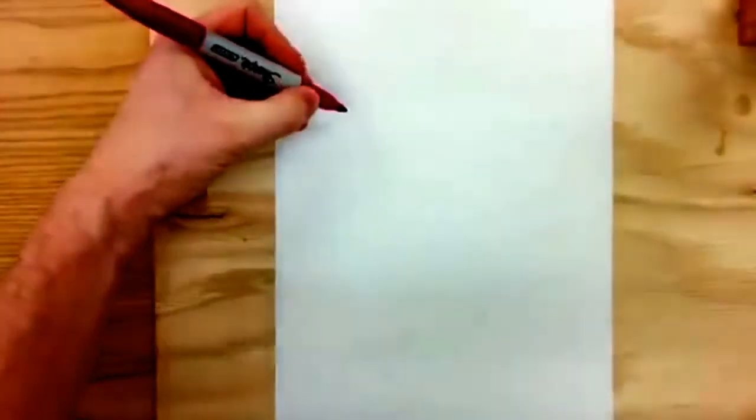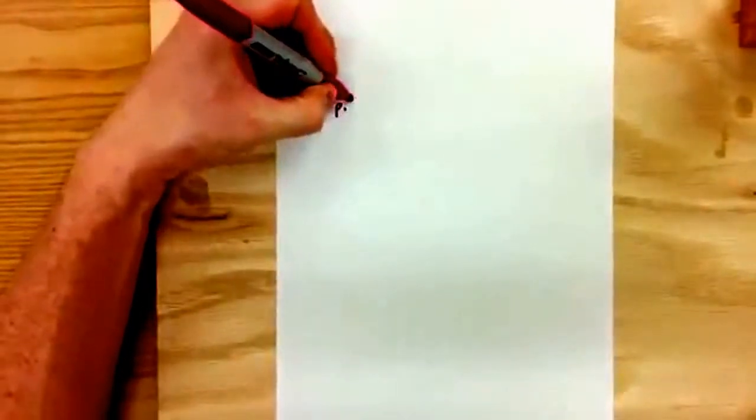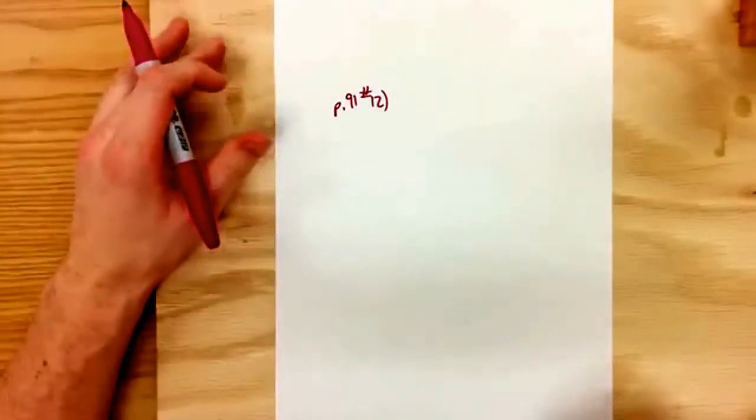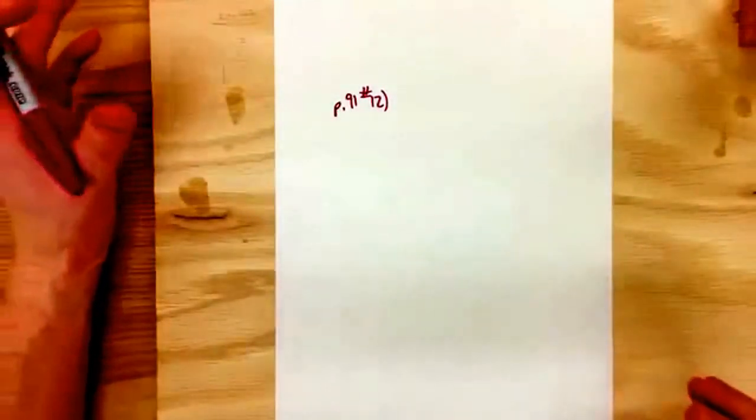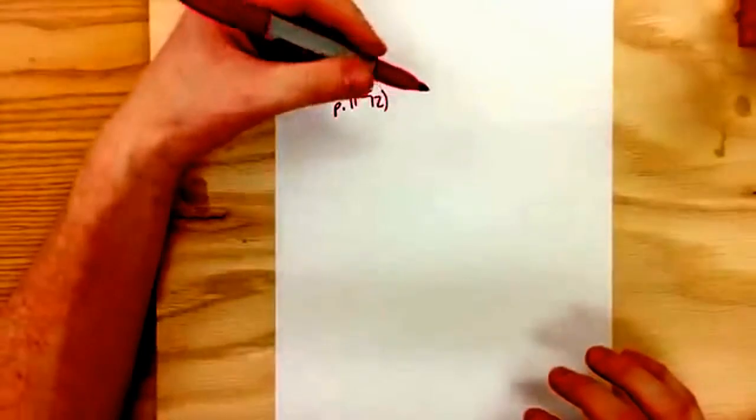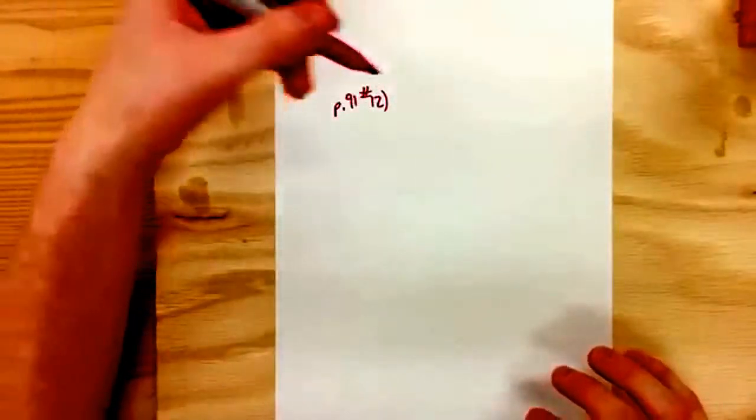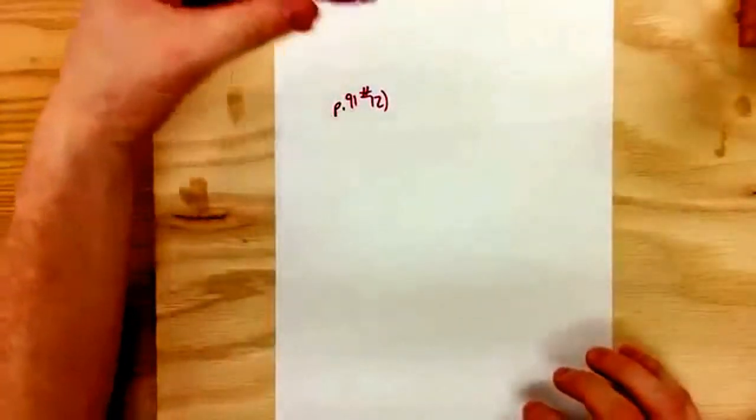Okay, so this time we're going to do page 91, number 12. This is going to be a bit of an easier problem, but there are several like it, and I think the other ones are harder. So I may as well do the easy one, just to give you an idea of things to look for, what to do. So the question gives us a bunch of information here.